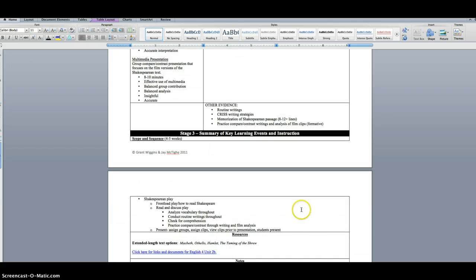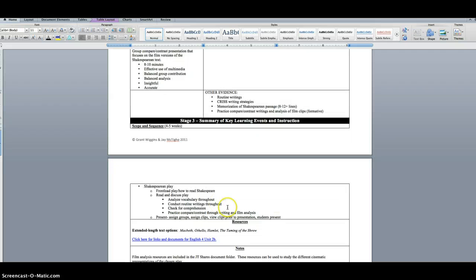Stage 3, this is the scope and sequence for this unit. It's approximately 4 to 5 weeks. The sequence that we are recommending is to begin by front-loading the play that you have chosen, as well as how to read Shakespearean text. The plays that are offered for this unit are Macbeth, Othello, and Hamlet.